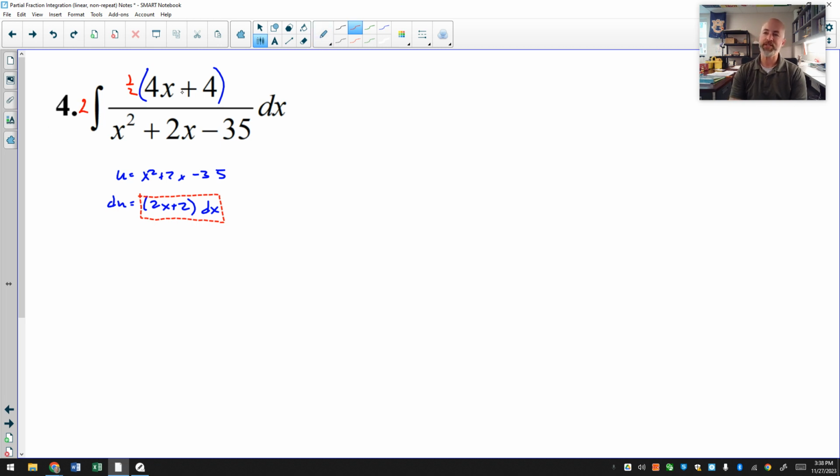And once I make that change, now my numerator is the derivative of my denominator, which means the 2 on the outside is going to stay. Once the numerator is the derivative of the denominator, your final answer is 2 times the natural log of the denominator, x squared plus 2x minus 35. If you went through the partial fraction decomposition process, you will have an answer initially that looks a little bit different than that.